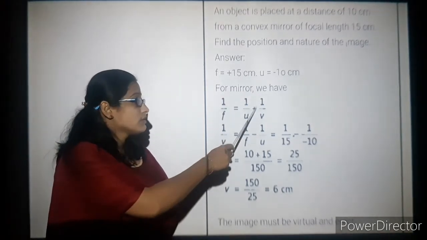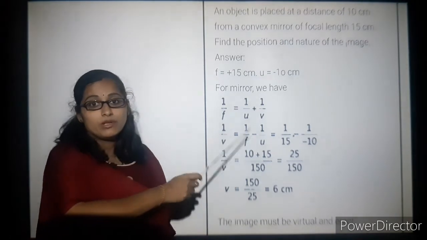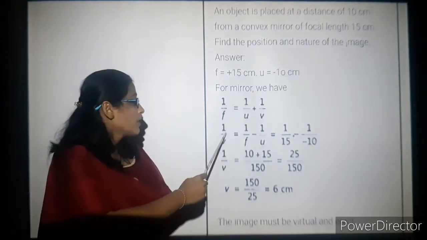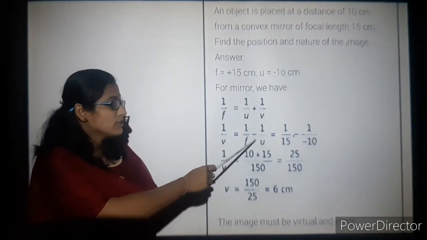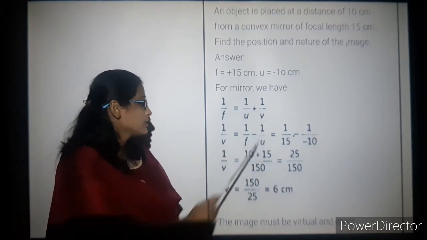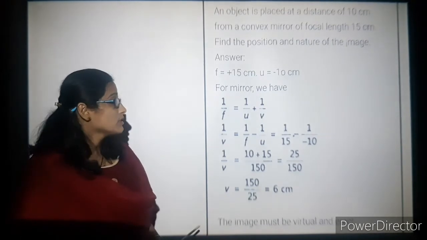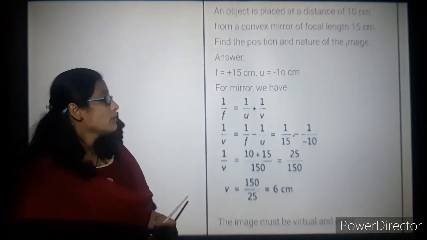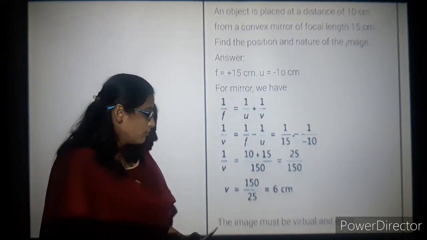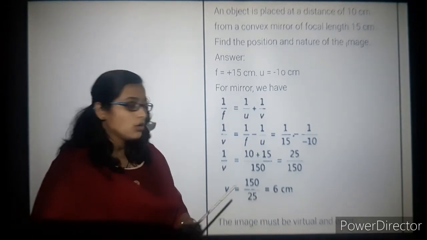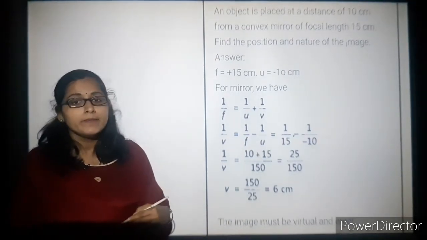So here convex, it's positive. If it would have been concave, it would be negative. So 1 by v is equal to 1 by f minus 1 by u. So substitute the values here and you will get the final answer as 6 centimeters. So that is your image distance. So image must be virtual and erect.